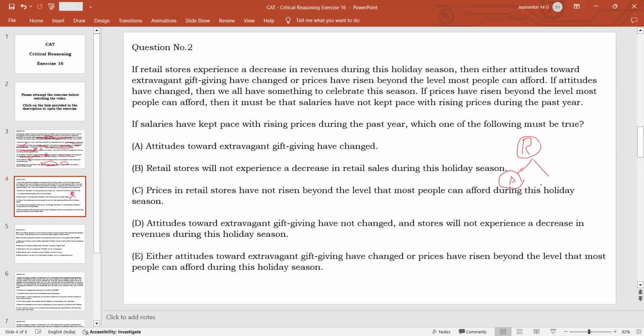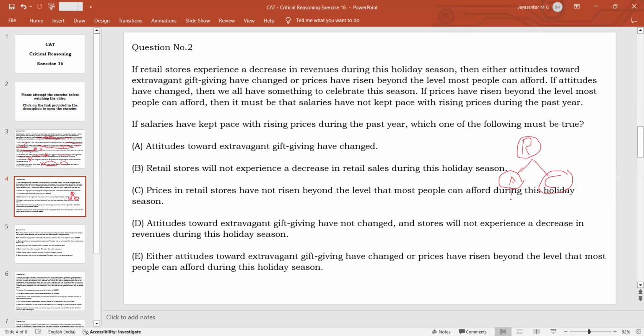And another possibility is that there is no change in the attitude, but the prices have become too costly, or the gifts have become too costly. People are not able to afford it, as a result of which they are not giving it. So this is about cost. So there are two possibilities. If the sales are coming down, it could either be because people have changed their attitude, or it could be because things have become more costly.